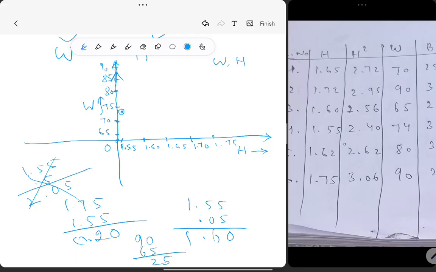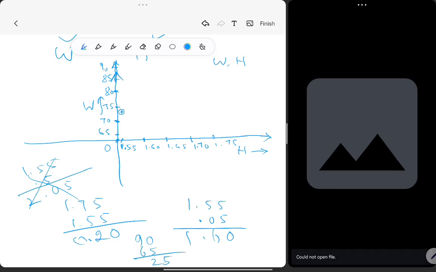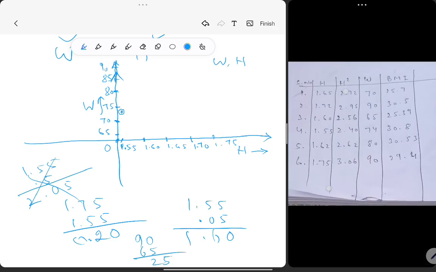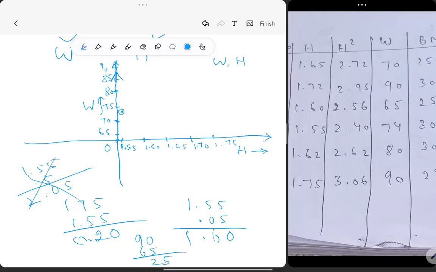1.60. Here is the point. Oh, sorry. You have 1.60 now, and you have 65. 1.60 and 65. The point is here. This is the point. Then there is 1.65. Is there any 1.65? Yes. Then for that, the weight is 70. 1.65 and 70.